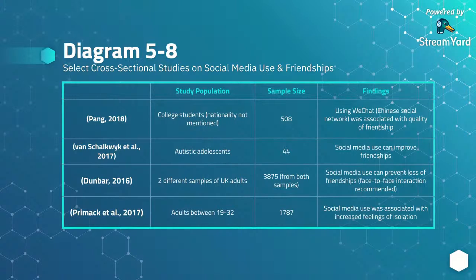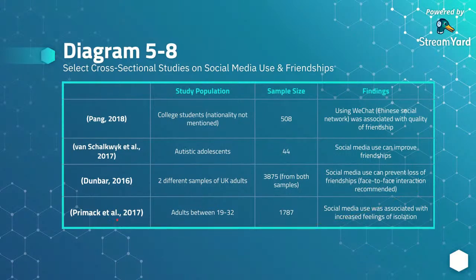But why do many people suggest the opposite? Well, that's because of certain studies that find the opposite conclusion. One study analyzed 2 different samples of UK adults. This paper was published in a journal that is published by the Royal Society, which also happens to publish one of the oldest scientific journals in the world. But anyways, there are 2 different samples of UK adults in this study, and in total there are 3,875 people analyzed. What did the researcher find? Well, social media use can prevent loss of friendships, but face-to-face interaction is still recommended. Friendships must be maintained with occasional face-to-face interaction.